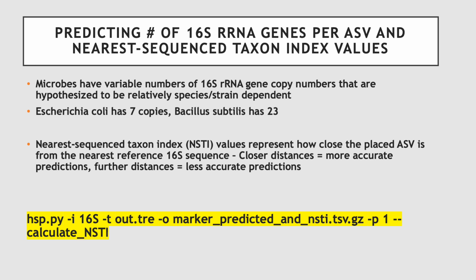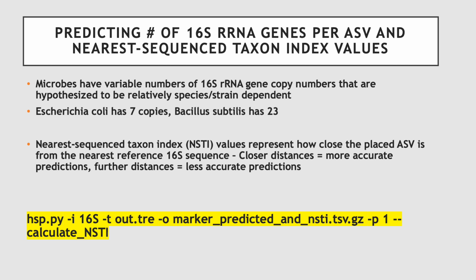So many of us already know this, but microbes have variable numbers of 16S rRNA gene copy numbers, and they're hypothesized to be species, possibly even strain dependent. For example, Escherichia coli has 7 copies of the 16S rRNA gene per genome, whereas Bacillus subtilis has 23. So it varies quite a lot between bacteria, and really is something that needs to be accounted for when we do these metabolic function predictions.